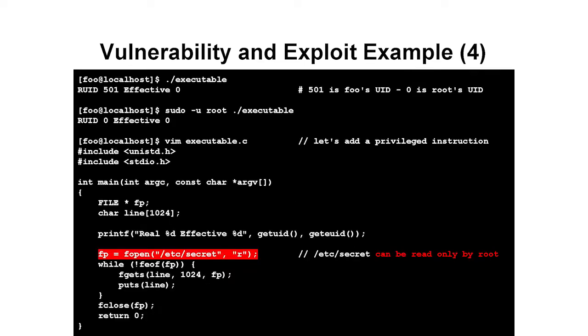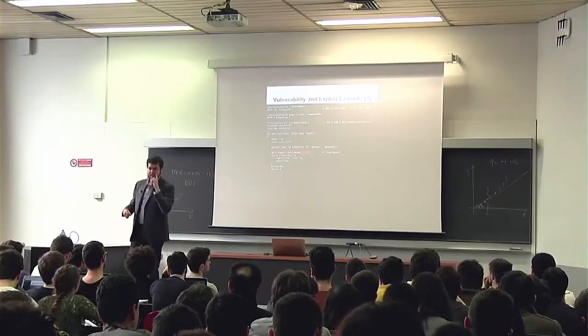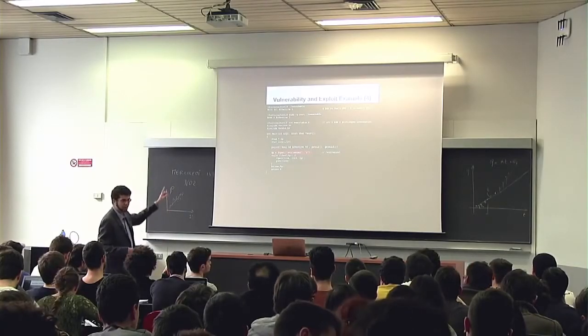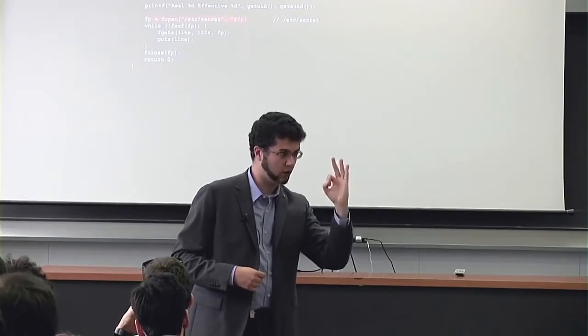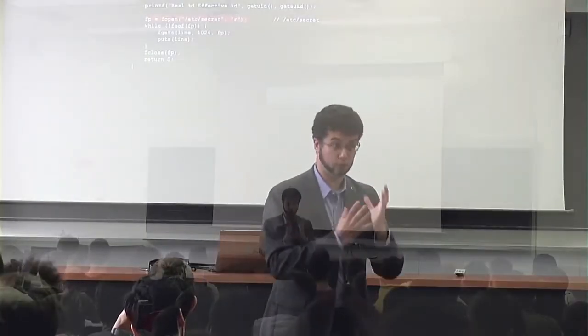So what we expect to happen is that even if I run this program as non-root, the real user ID and effective user ID will be set to 0. So let's see what happens, actually. We run it, and surprisingly, we get as real user ID 501, which is the user ID of foo. As effective user ID, we get a 0, which is the user ID of root.